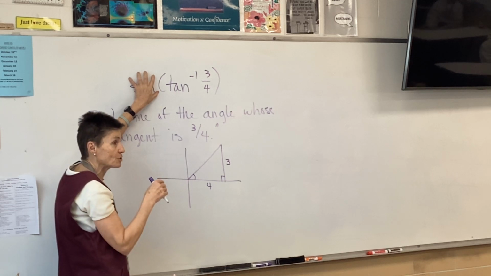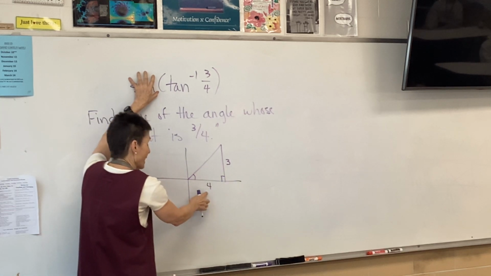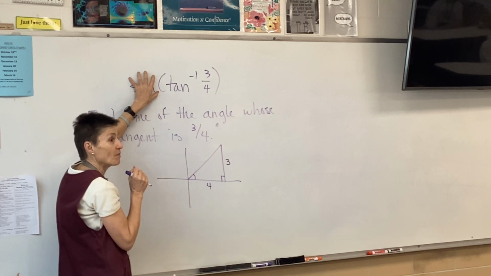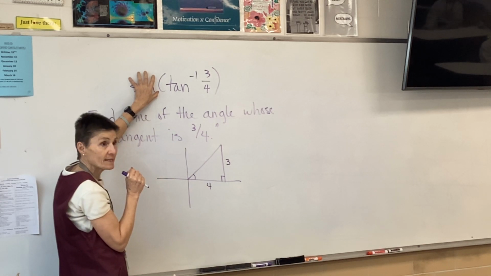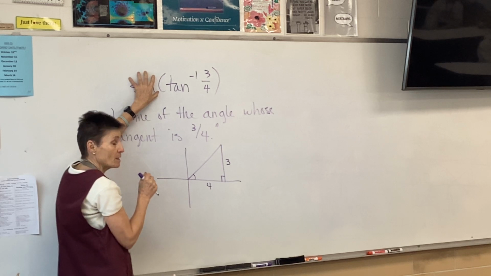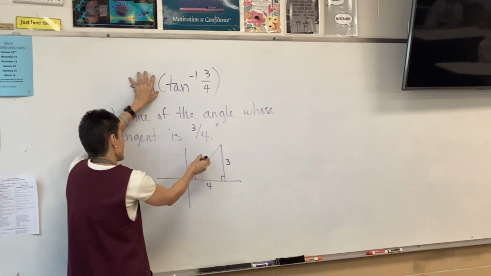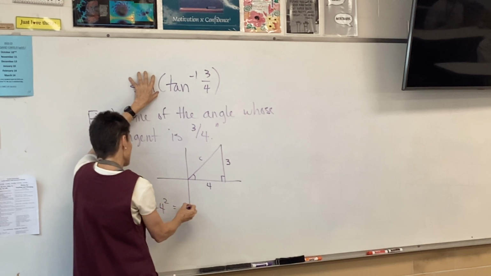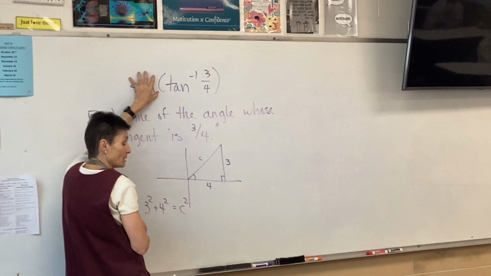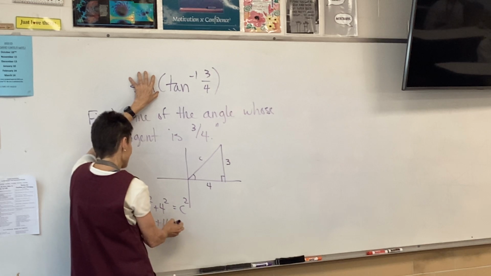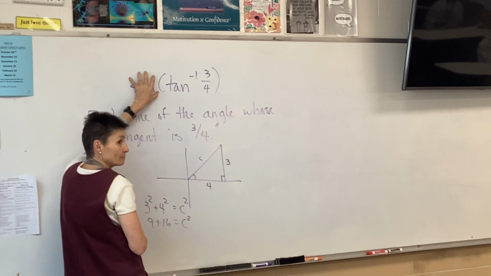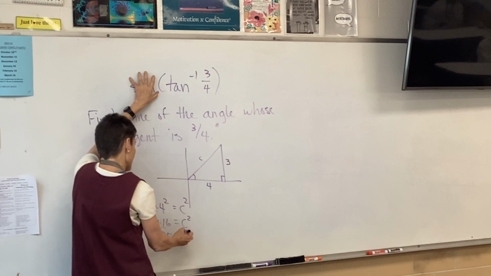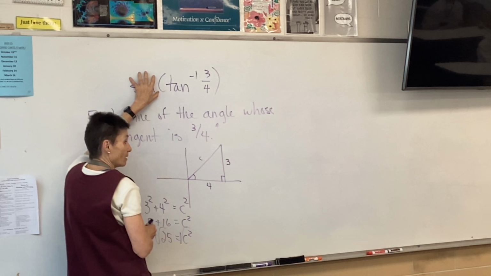Now, we saw some triangles that kind of looked like this back in another section. What did we always do when we had 2 of the sides? Pythagorean theorem to find the third side. So let's do that. This is C, my hypotenuse. 3 squared plus 4 squared is C squared. So 9 plus 16 is C squared. 25 is C squared. So C is 5.